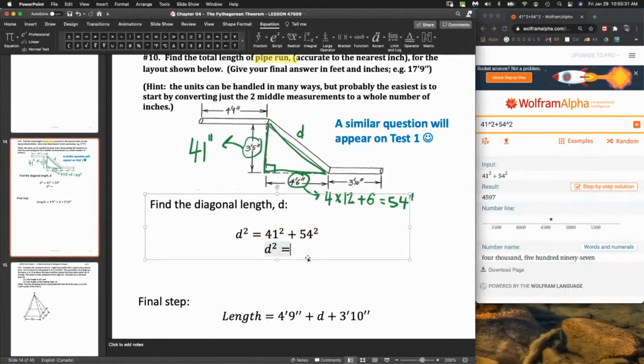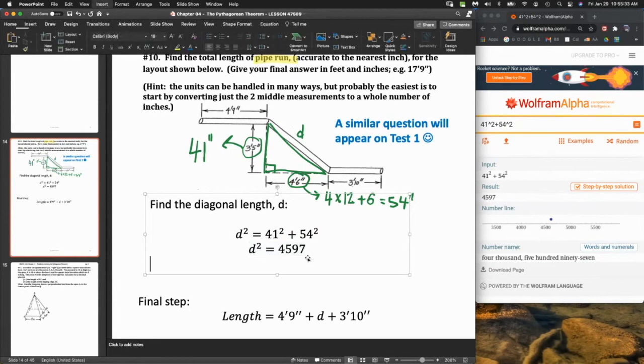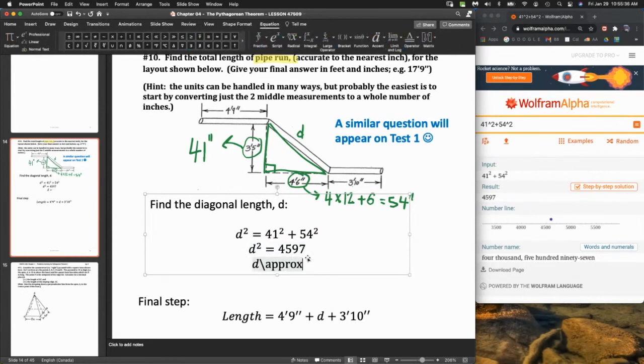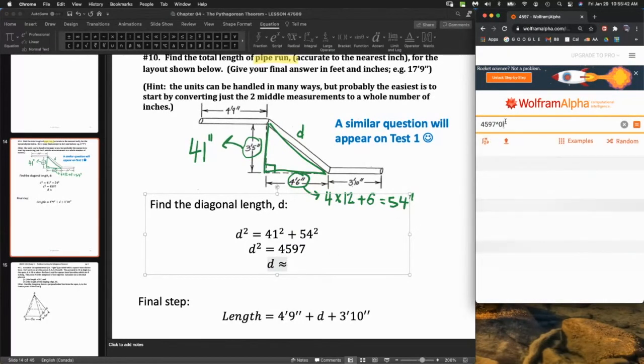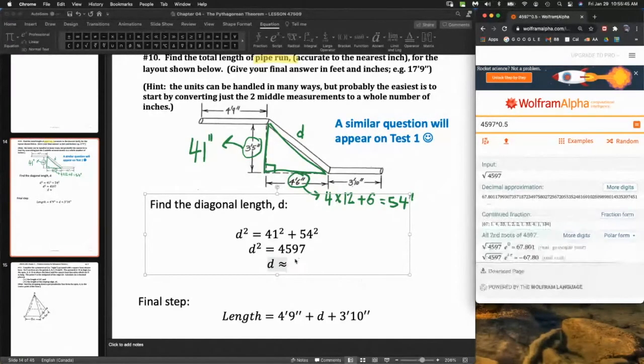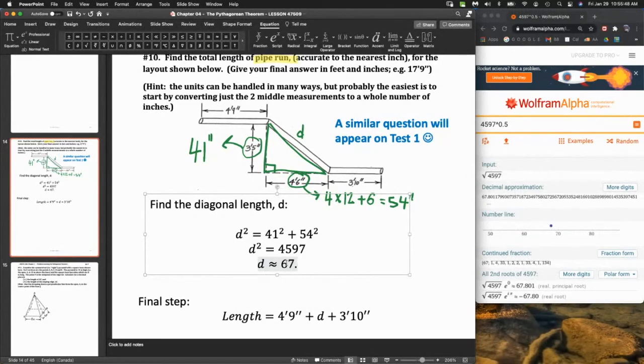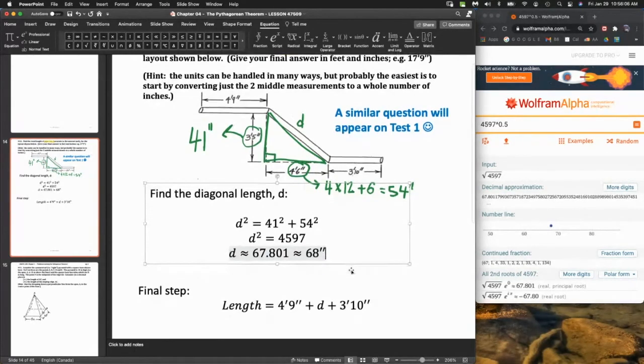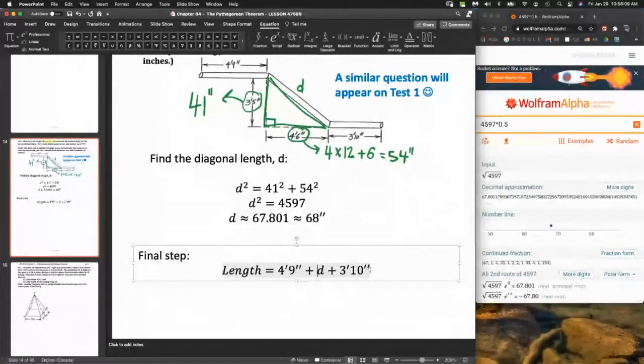Thank you, Daniel. Square root that. That's 68 inches, okay? So 68 inches. Convert 68 inches into feet and inches. That's one way to do this. Alternatively, don't touch that. Just put 68 inches here. You'll understand. Thank you, Denny.